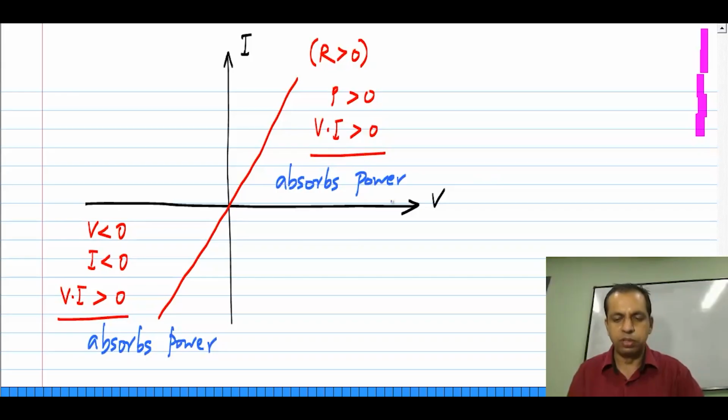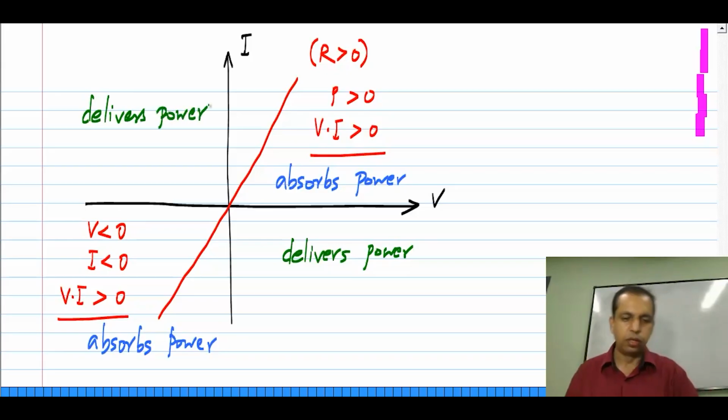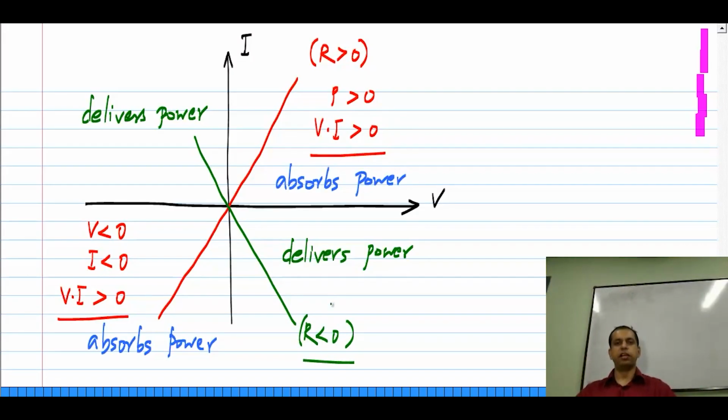Here when I say absorbs power, we are talking about the element whose VI characteristics we are plotting. Now, conversely, if it happened to be in the second or fourth quadrants, it delivers power. Okay. So, if you happen to have a negative resistor, it will deliver power because the slope would be negative. But of course, such a resistor cannot be physically realized. You can realize them using active circuits, and that part is outside the scope of this course.